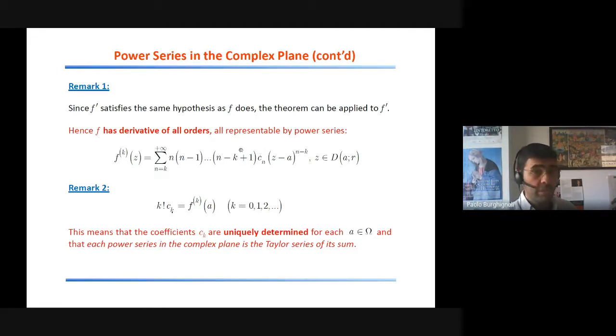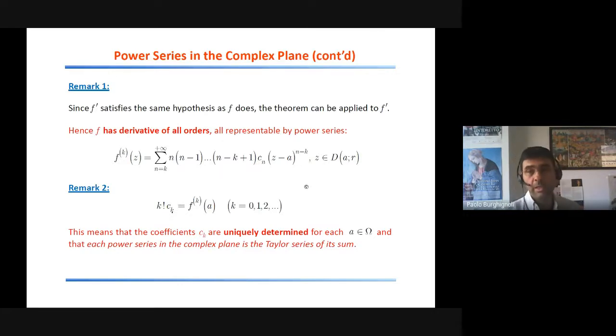And because of this, we come to the second remark: it is possible to discover that the general coefficient of any power series is related to the corresponding derivative of the function f, the sum of the power series, evaluated at the initial point a. And there is also this factorial term here that pops up because of the calculations that you can see above.